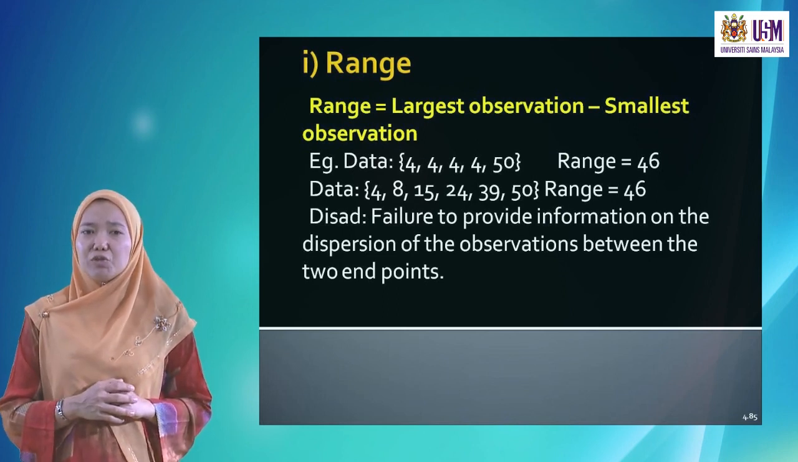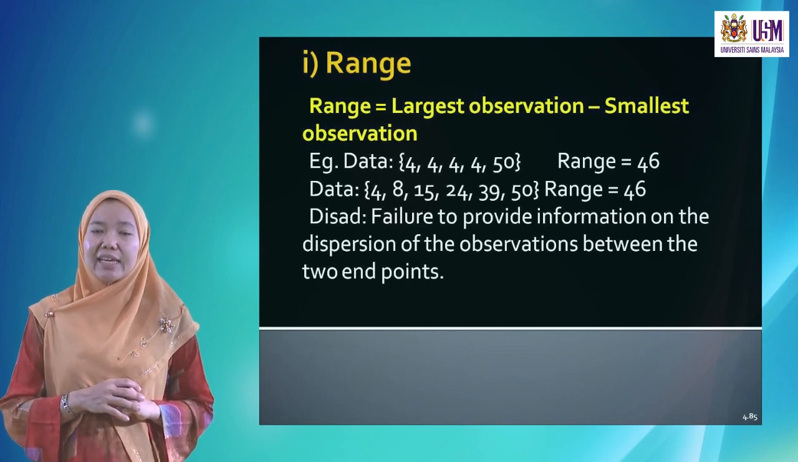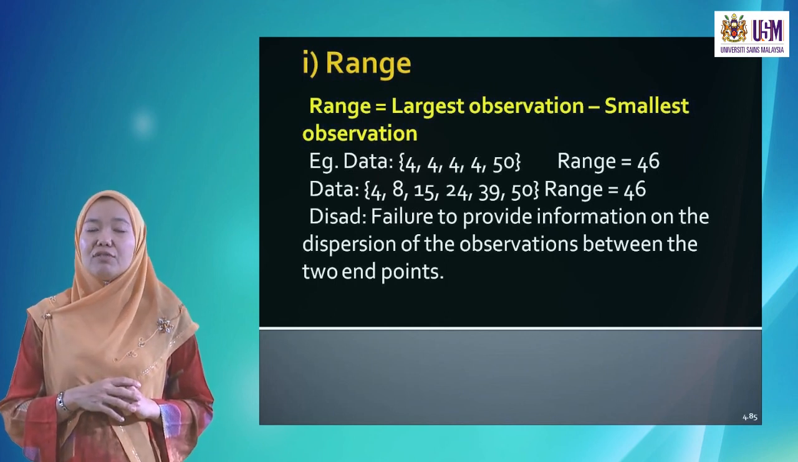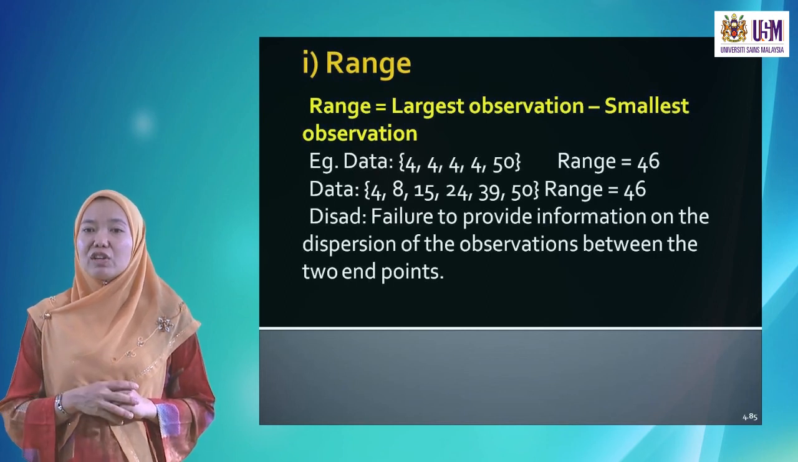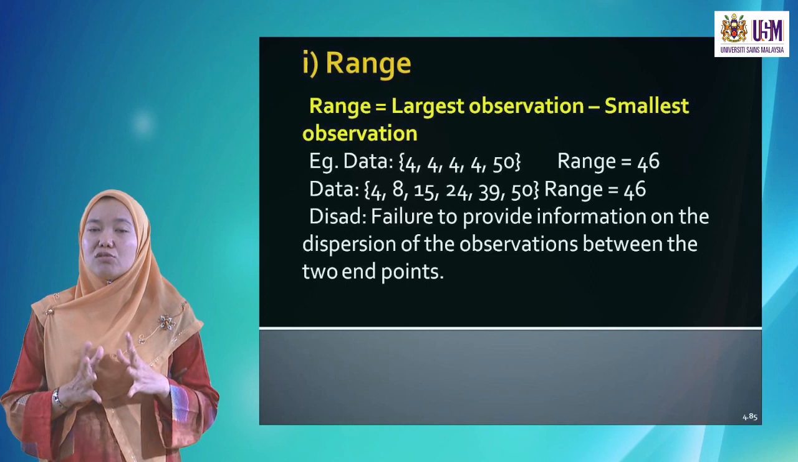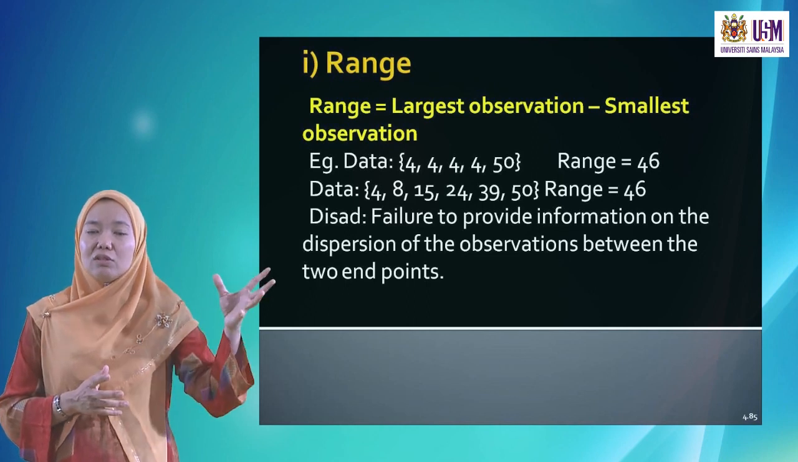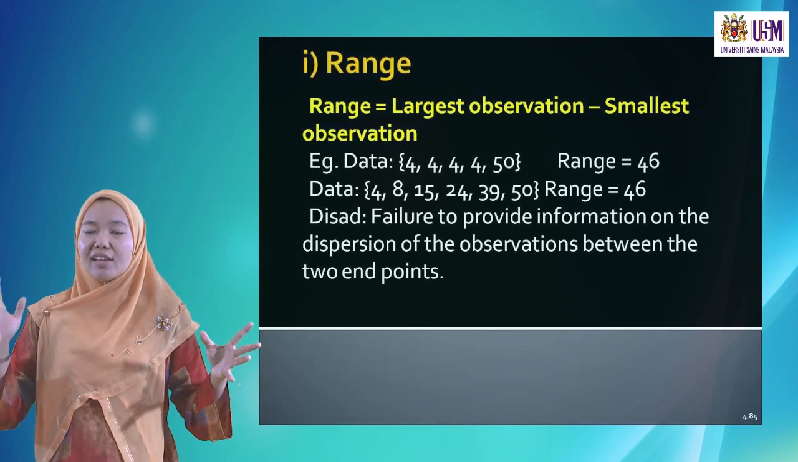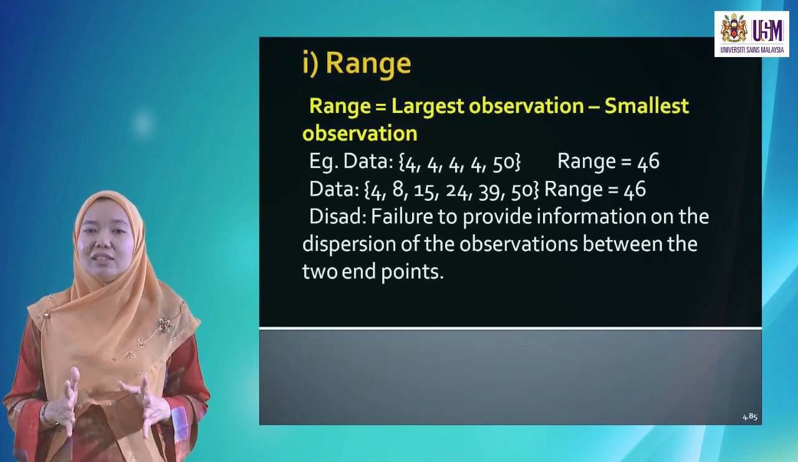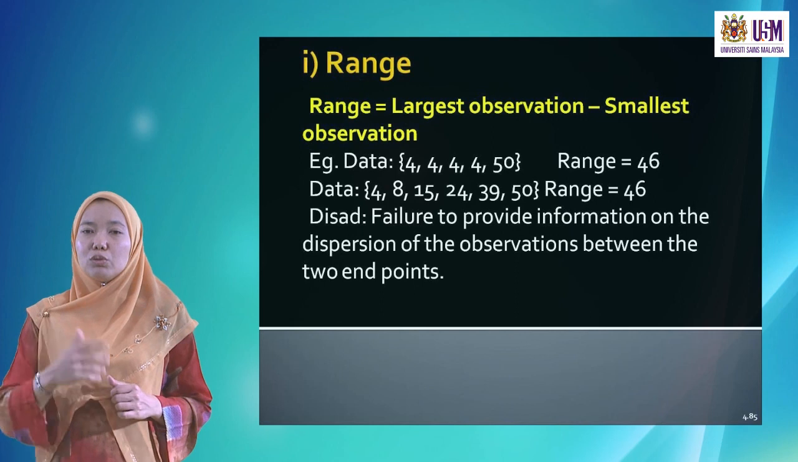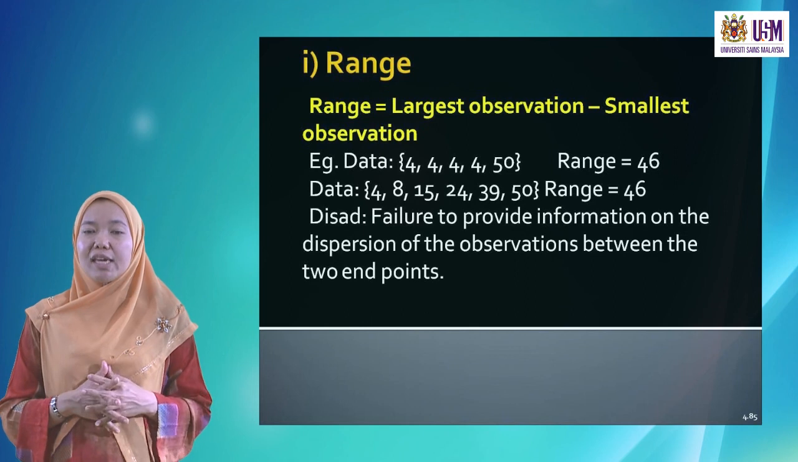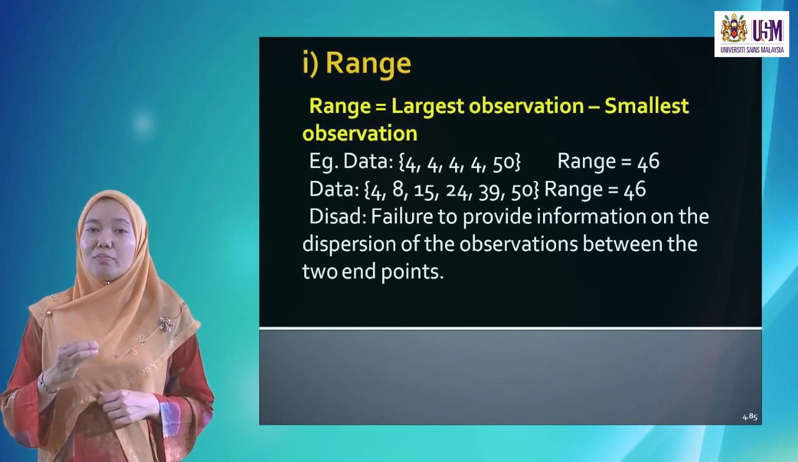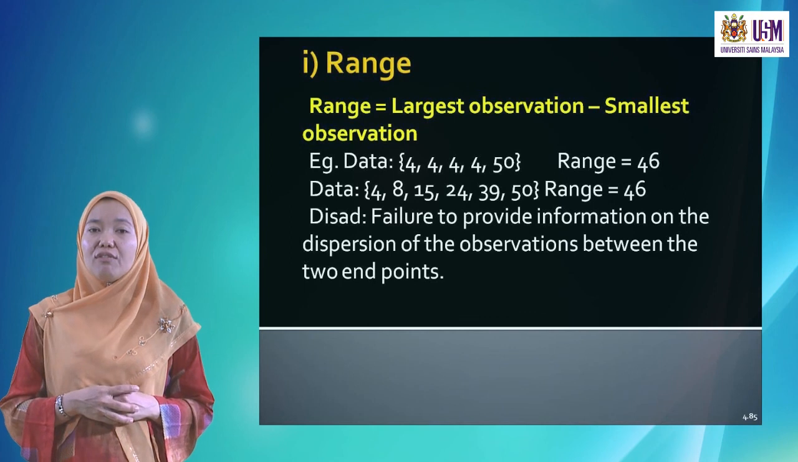So when you use the range, it's very simple to calculate and very easy to understand as well. But it has the disadvantage of failing to provide information on the dispersion of the observations between the two endpoints. Range only takes the extreme low and extreme high, but what about those in the middle? What if you have two types of observations like the ones shown on the screen? Range is no longer appropriate in this case. Because of that, you might need to consider other measures of variation.